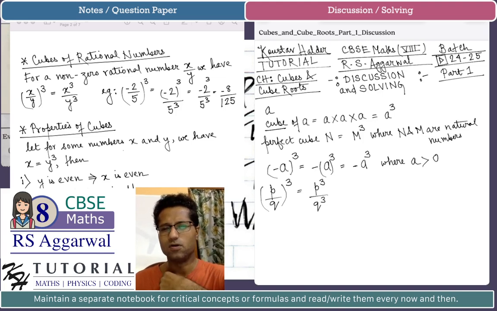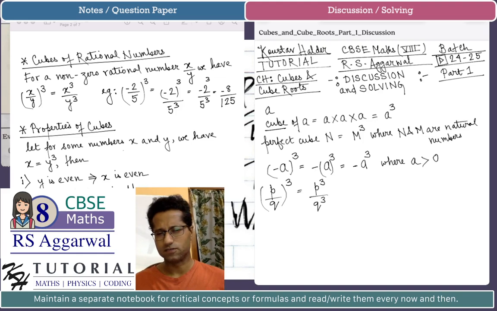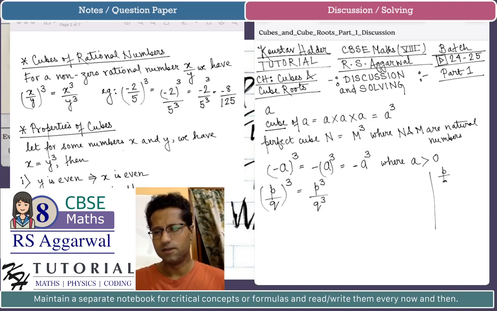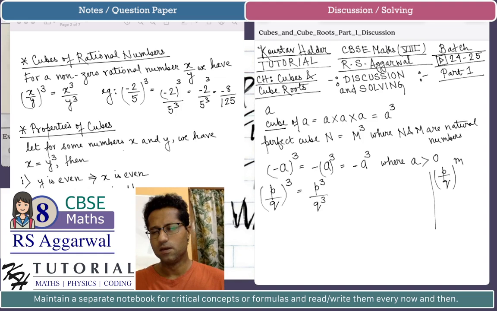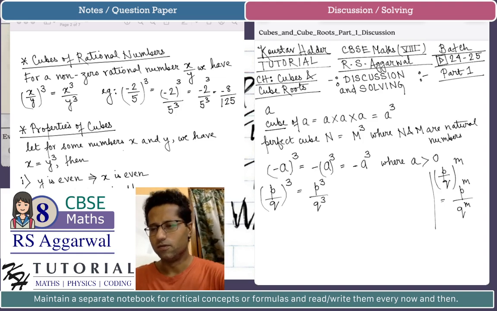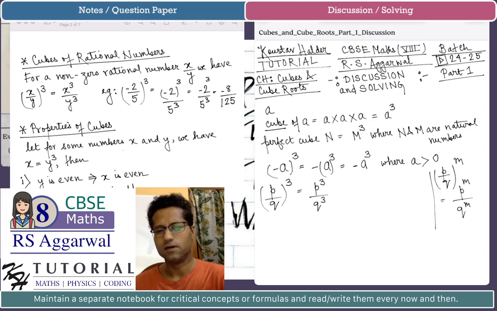This comes simply from the laws of exponents. In the laws of exponents, we have already studied that if p by q is a rational number, then this rational number raised to some power m, where m is some integer, is equal to the numerator raised to the given power divided by the denominator raised to the power. So this is the basic concept from laws of exponents, that the cube of a rational number p by q is nothing but the cube of its numerator divided by the cube of its denominator.